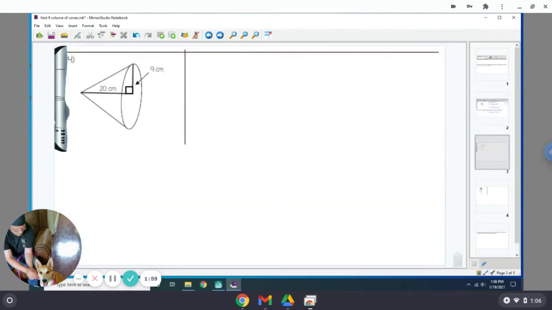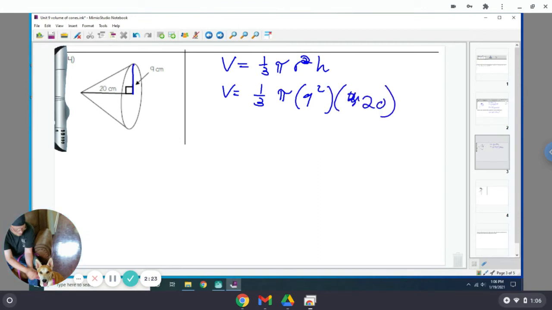Okay, number 4. Let's try this one. Same thing. V is equal to 1/3 pi radius squared times the height. And the radius is 9, because it goes halfway through the circle. Oops, I just said cubed. That's supposed to be squared. And then the height will be 20. So in my calculator, I'm going to do pi times 9 squared times the height of 20.